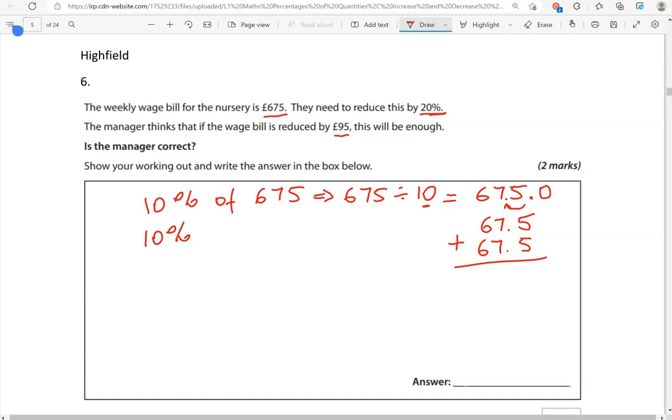So 5 and 5 is 10, 0 down and 1 carried over. 7 and 7 is 14 and the 1 is 15. So 5 down, 1 carried over. 6 and 6 is 12 and the 1 is 13. So 135. That's how much the bill should be reduced by, which is not 95. So is the manager correct? We're going to say no.